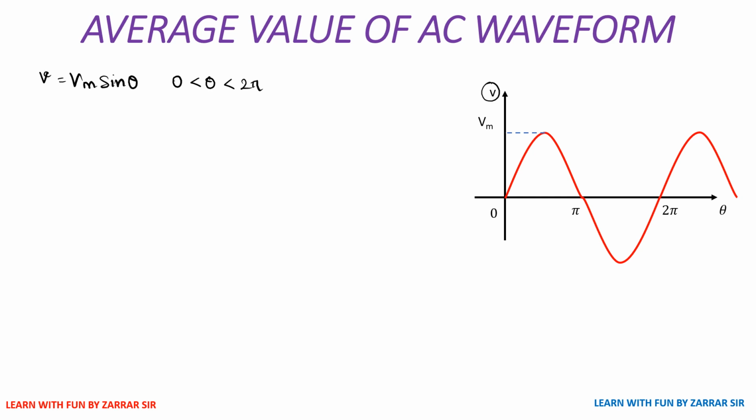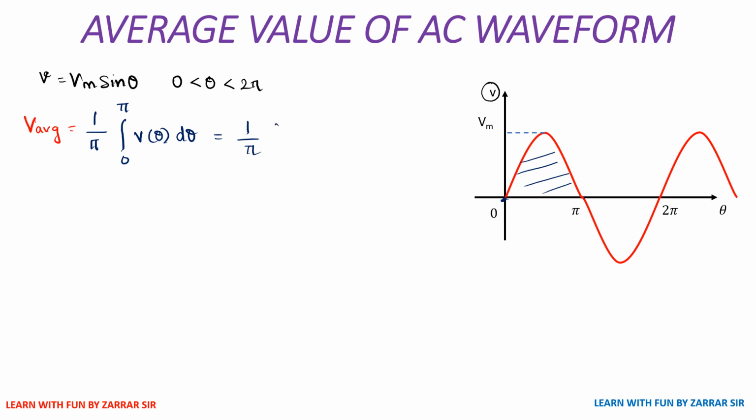Now how to calculate average value? It's very simple. To calculate average value, you need to write V average equal to, now as you can see, this is the AC waveform which is symmetrical, and if the waveform is symmetrical, you need to consider only the positive part, because if you add positive and negative, the average will be 0. So I'll be considering only the positive part. The range is from 0 to pi. So I'll write 1 upon pi, integration 0 to pi. The formula is v theta d theta.